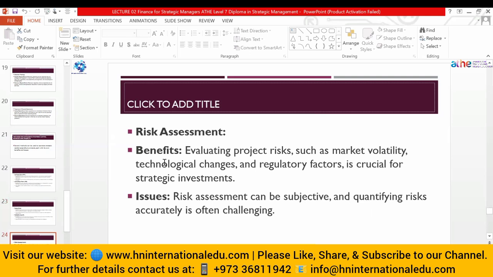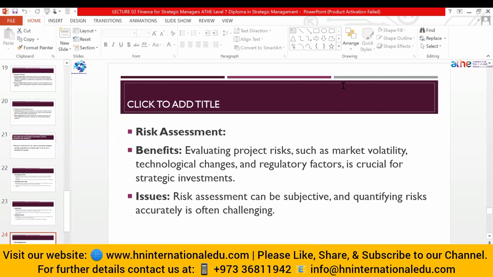Risk assessment. Evaluating project risks such as market volatility. Market is volatile because of the current exchange rate and so many other factors: employment, interest rates, inflation changes, AI is changing so fast. And regulatory factors, that is, abiding by the government, are crucial for strategic investments. These are the problems associated with the risk. Things change way too rapidly.